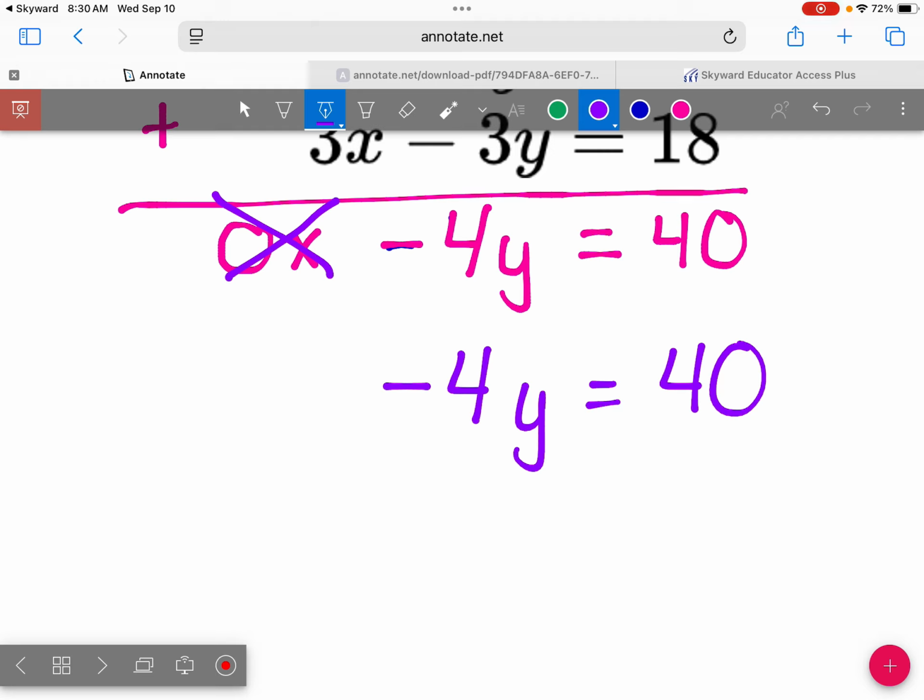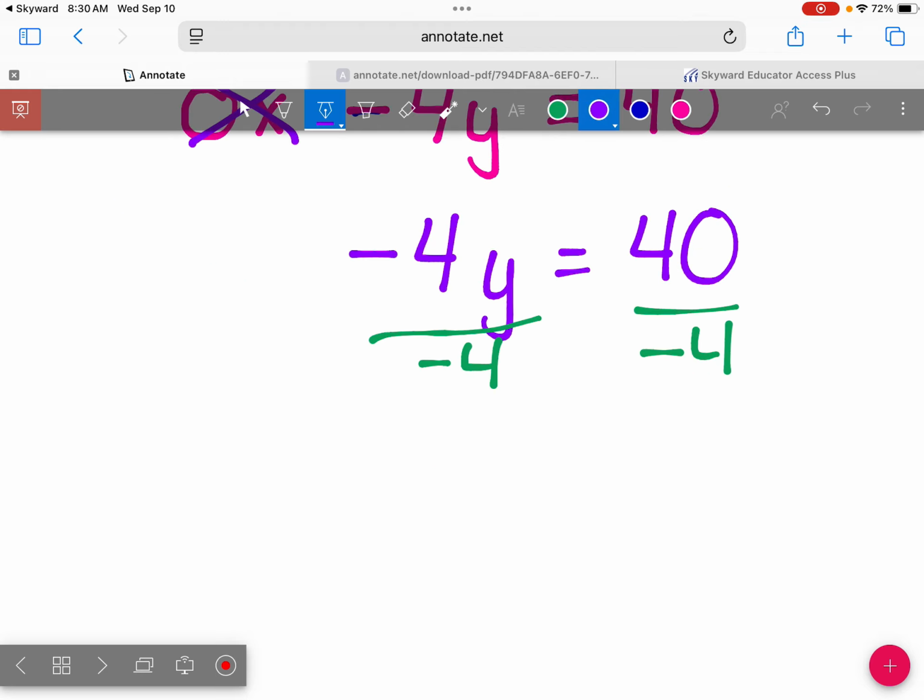What is y going to equal? How can I get y by itself here? Divide by the negative 4. We're going to get this one all the way down to a solution. Divide by negative 4. Divide by negative 4. So what will our y equal? What is 40 divided by negative 4? Negative 10. So my y equals negative 10.